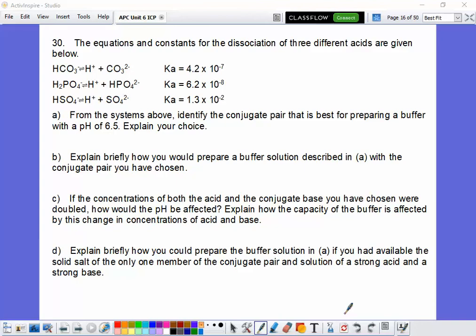For the buffer lab we're going to be doing next class, this problem, number 30 on page 14 of your in-class problems, will help guide you through it. Okay? Now, I made one change to letter A. Why don't you go ahead and find it and correct it?